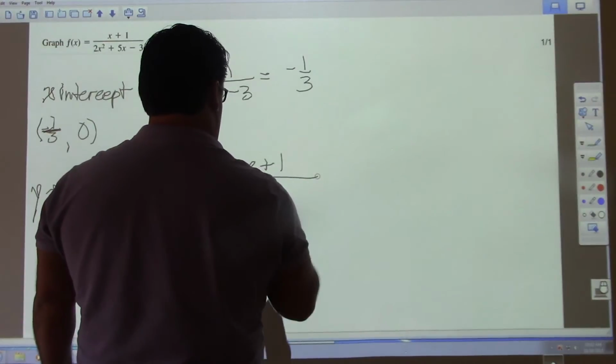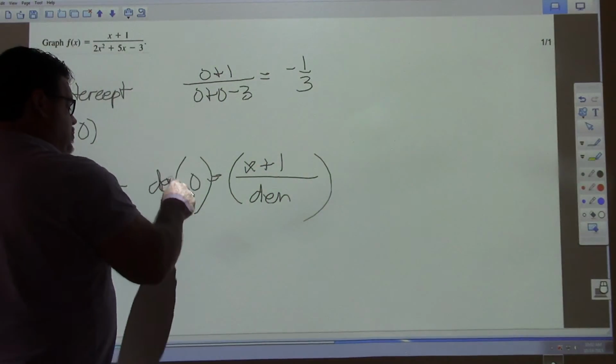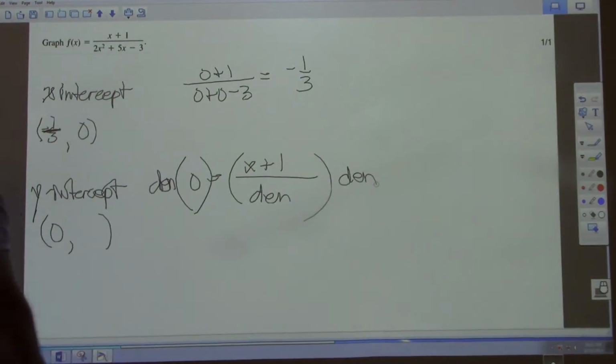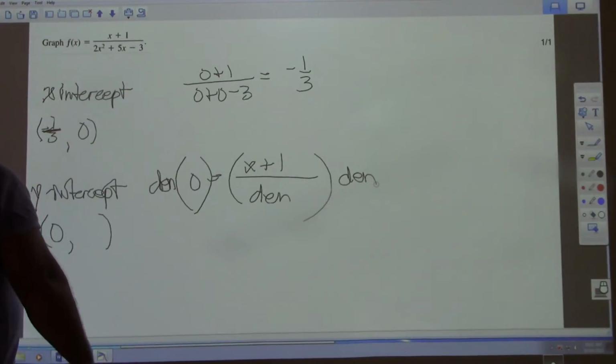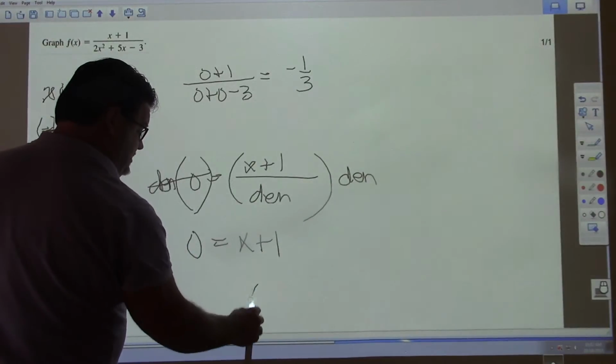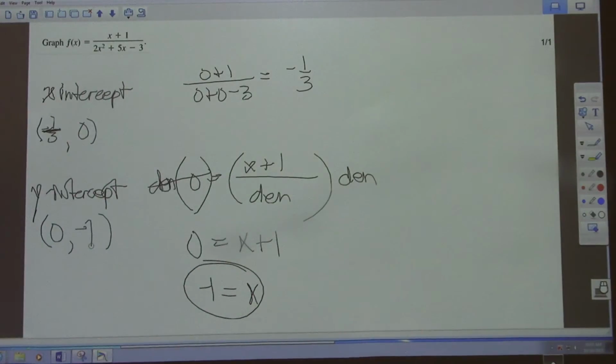Plug in 0 for y. So that's 0 is equal to x plus 1 over the denominator. Multiply both sides by the denominator. And what happens to the denominator on this side? Cancels out, goes to 0. X plus 1, and x is equal to what? Negative 1. So if you don't have any clue what's going on, you can find the x and y intercept. If you can read that writing with the little tails hanging off of it.